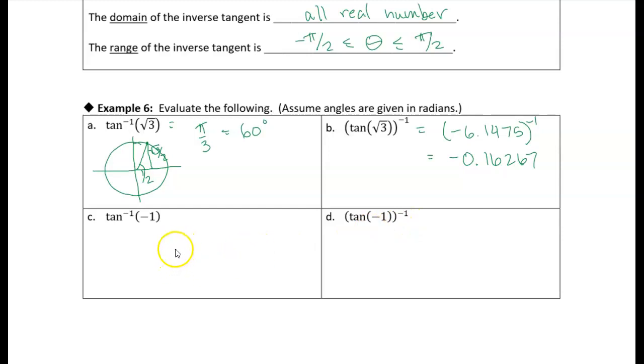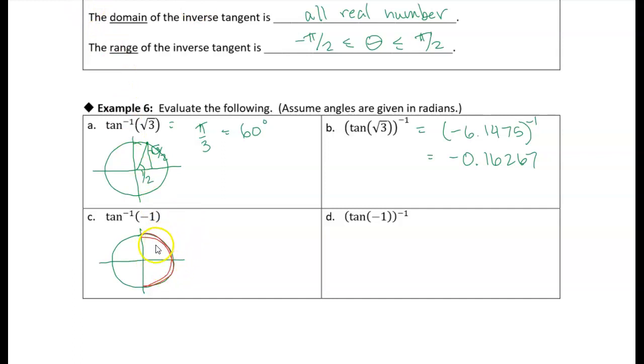All right, so let's take a look at the next example. Here I'm looking for the angle that has a tangent of -1. Okay, so let's figure that out. So I'm going to look at the unit circle, and I'm restricted, my range, I'm restricted to angles between minus pi over 2 and pi over 2. Okay, so it's always going to be an angle in that half of the circle.